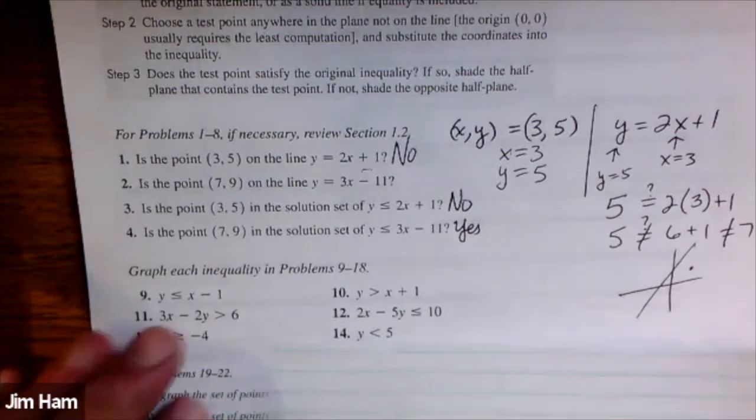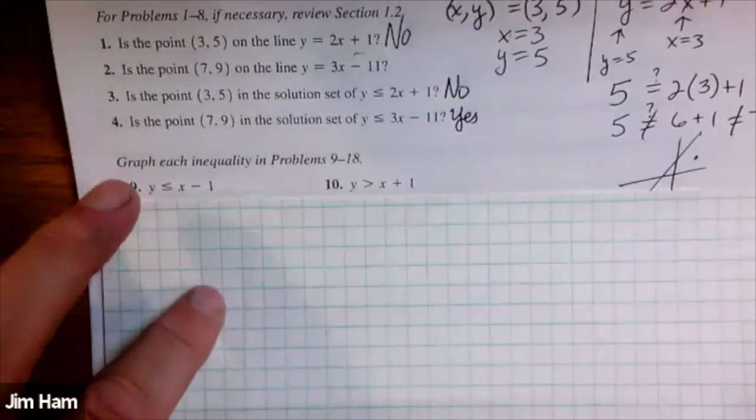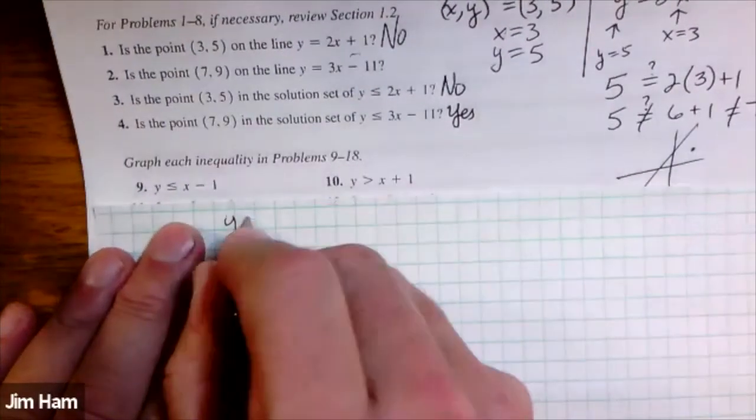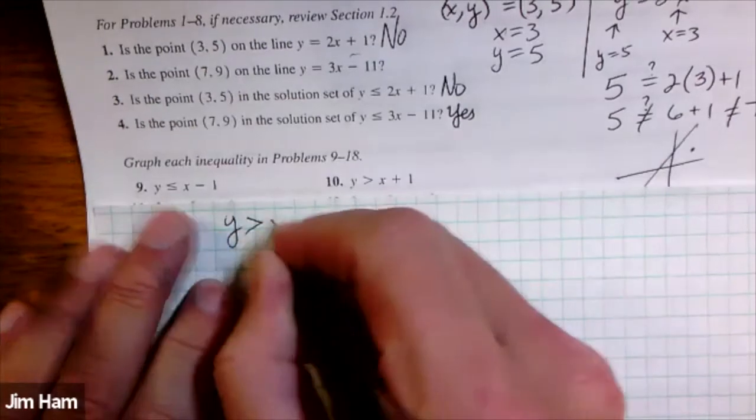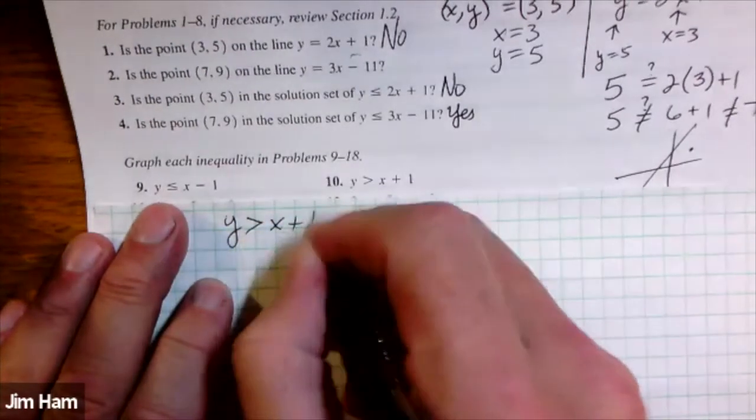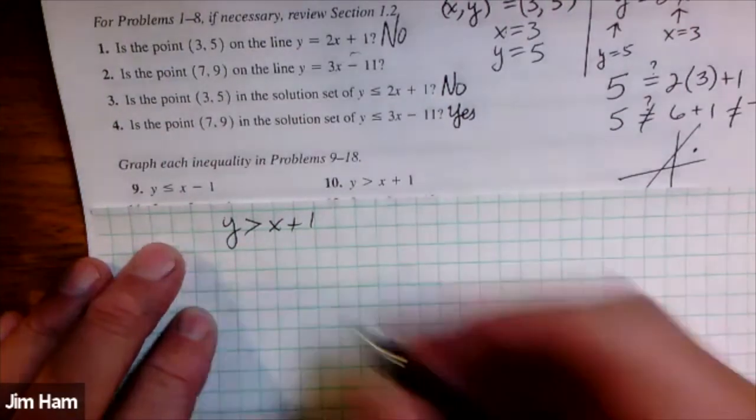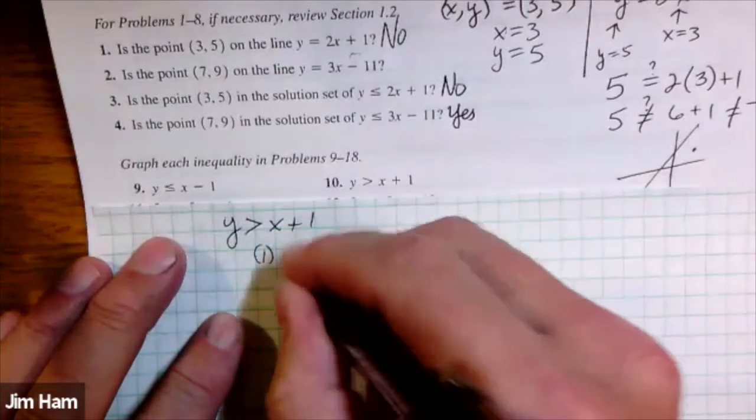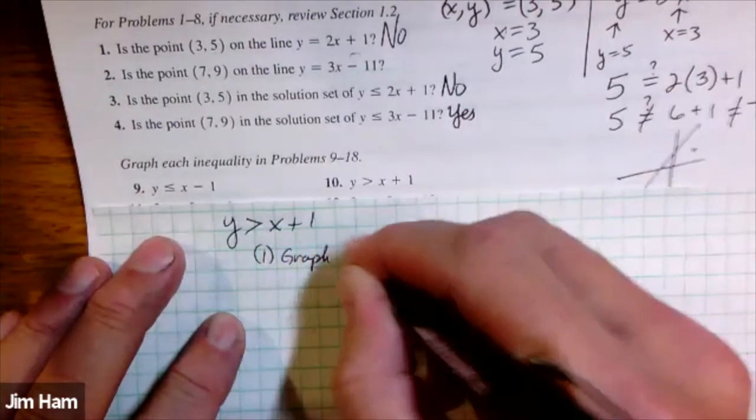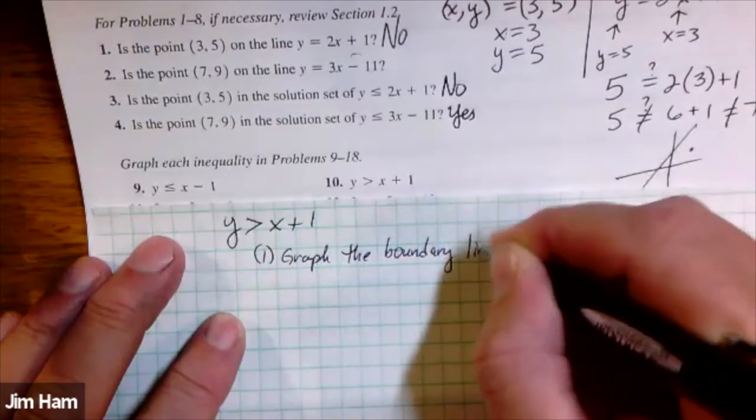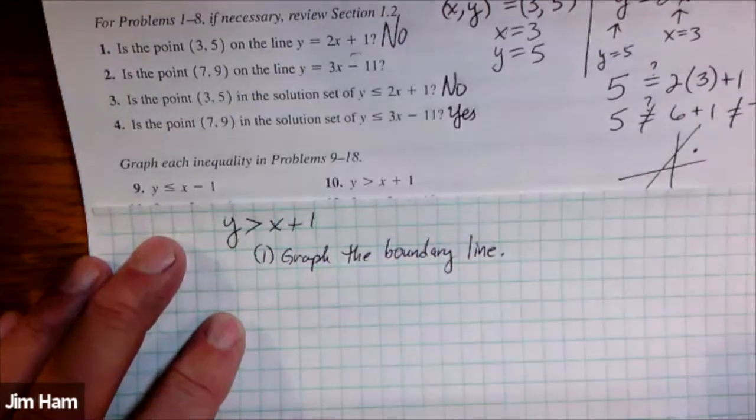I'm going to get graph paper. Sometimes graph paper can be helpful, but y is greater than x plus 1. All right, the first thing that you have to do is to graph the boundary line. This is like graphing a line in algebra.